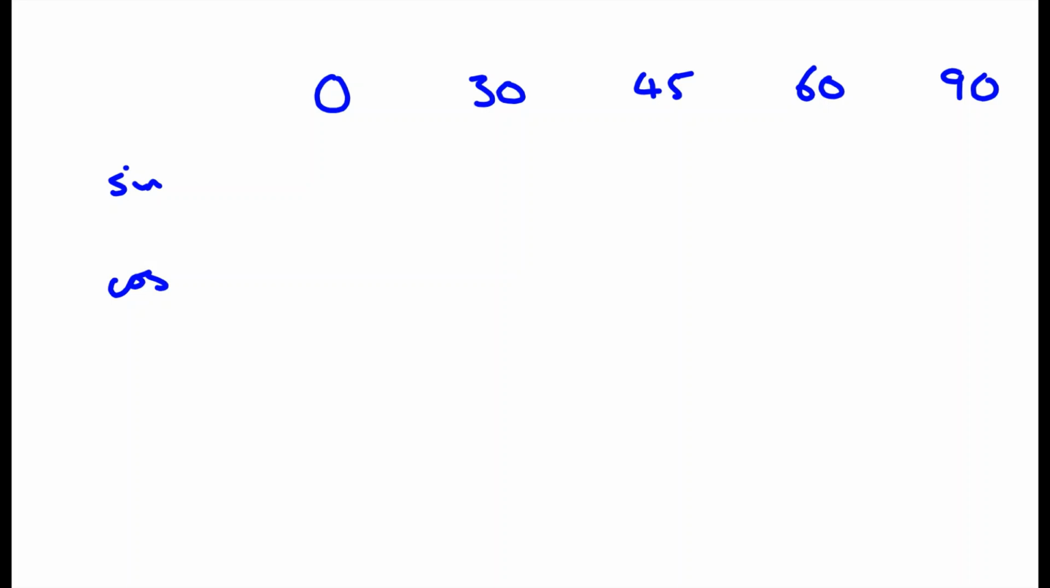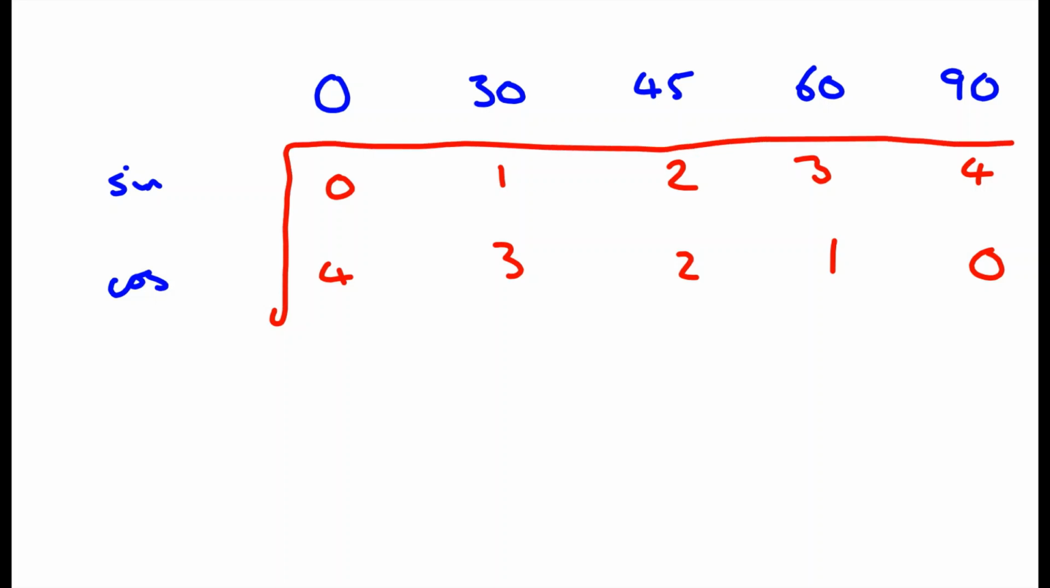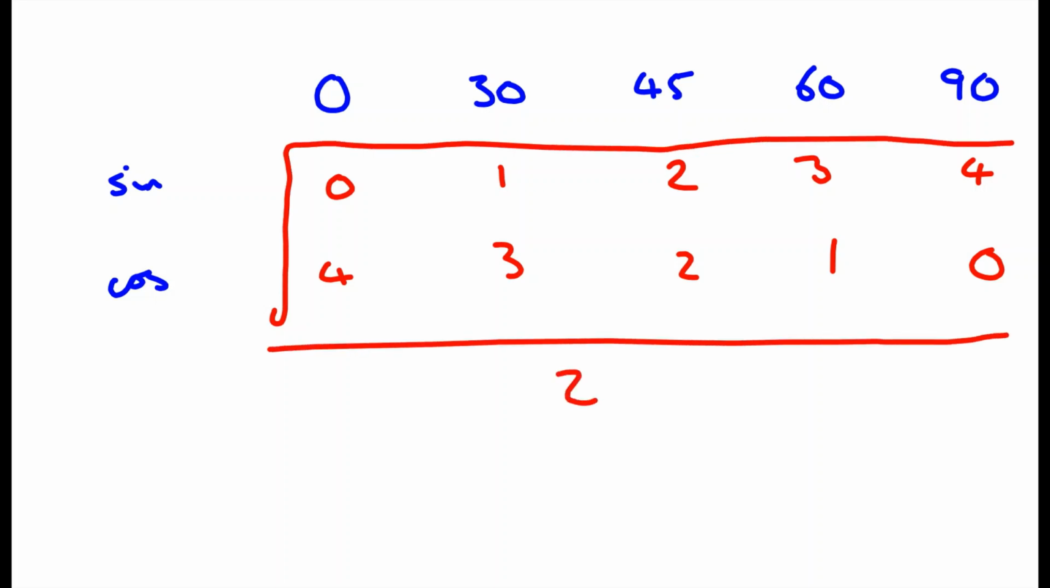Now, I'm going to show you a quick way of doing sine and cos. So what I'm going to do is go 0, 1, 2, 3, 4, 4, 3, 2, 1, and 0. I'm going to square root this and divide it all by 2. So if I want one of the exact values, I would look at that column. So if I wanted sine 45, I would look at the sine bit for 45, go down, it would be the square root of 2 over 2.